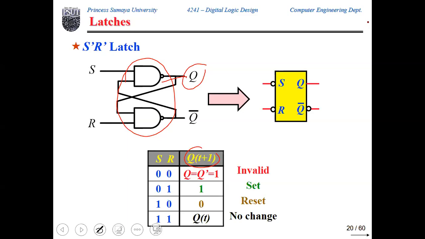Now, for the invalid case, Sarah, we can't say it never happens. We control it as users, because S and R are controlled by us. So whenever we use the SR latch, we always try not to input 1, 1. Now, if you input 1, 1, there is no problem. Q will become 0 and Q bar will become 0, for example. But this will affect the operation of your circuit if you are using this latch in a bigger circuit. So whenever we use the SR latch, we always try to avoid inputting 1, 1.